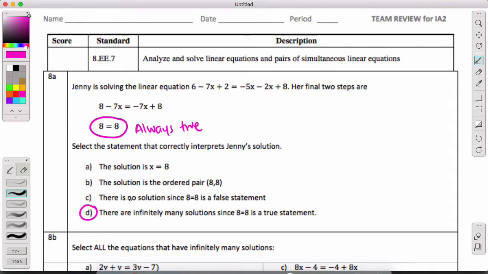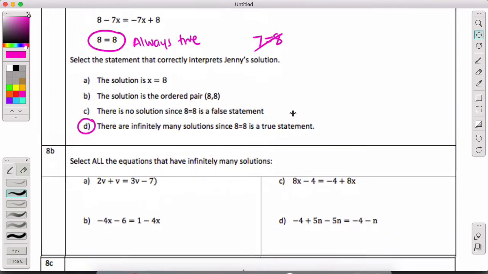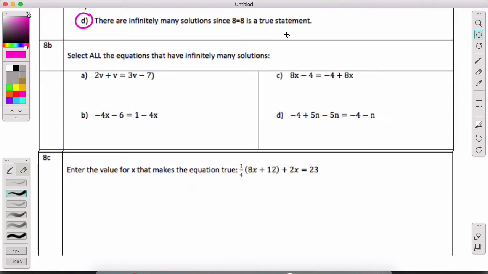If there was no solution, it would look like 7 equals 8 or something that was never true, and so on and so forth. I'll just go back over that at the end. Question part B. Select all the equations that have infinitely many solutions. Just like before, infinitely many solutions means that the equation is always true. So I'm going to look at this first one. I should end up with something that says, for example, 3 equals 3 or x equals x if they're going to be infinitely many solutions.